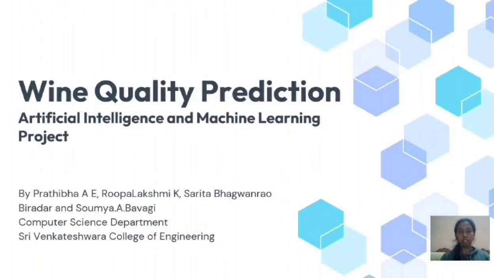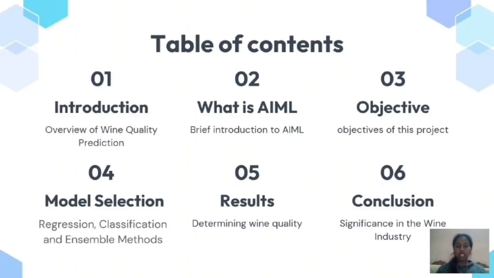In this video, we'll be discussing an artificial intelligence and machine learning project, wine quality prediction. My teammates are Pratibha, Sarita, and Soumya. These are the contents discussed in the video.